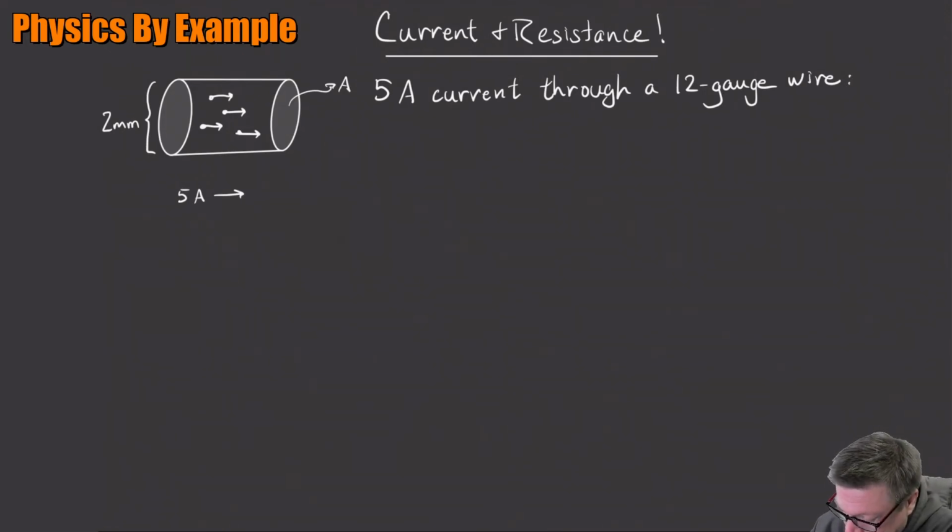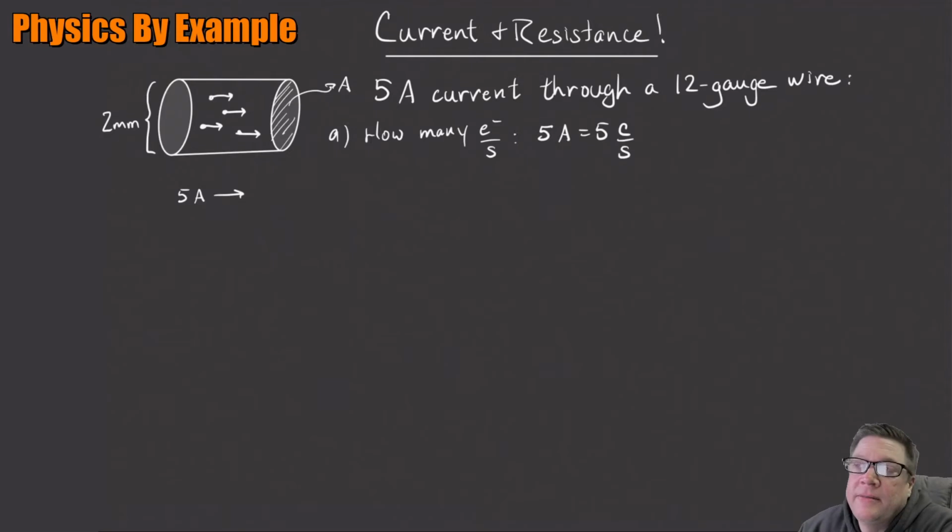Let's say that's a cross-sectional membrane of the wire. How many electrons per second are running through there? Okay, so we know that there's 5 amps of current, and that's 5 coulombs per second. An ampere is a coulomb per second. Okay, well then we're almost home, because that is 5 coulombs per second.